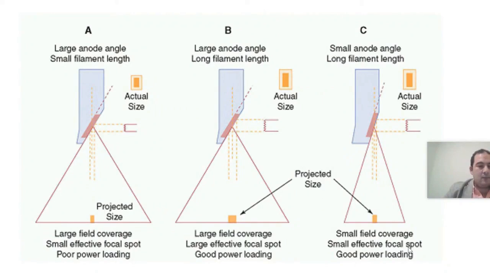But there are two things: tube loading and resolution. That's why today's machines have two filaments, giving you the option to choose between a short filament and a long filament. The short filament, for example, is used for things that require high resolution.